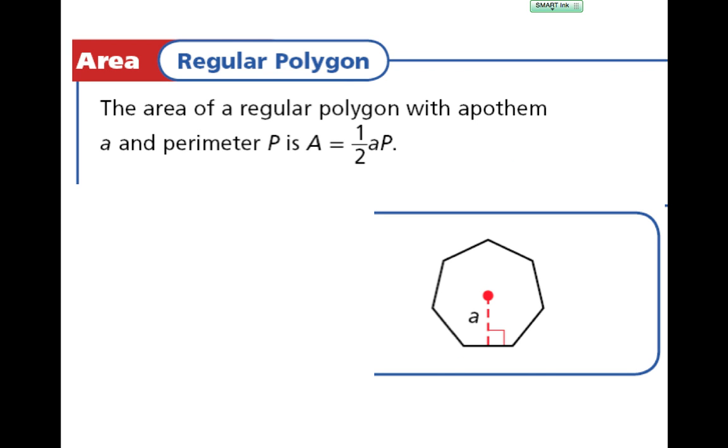So the area of a regular polygon. It has to be regular, otherwise all those triangles are not the same. A regular polygon. If the apothem is A and P is the perimeter, we just take 1/2 times the apothem times the perimeter. That takes care of the area of each of those triangles totaled up. Understand the formula? Let's do an example and then do some harder ones.